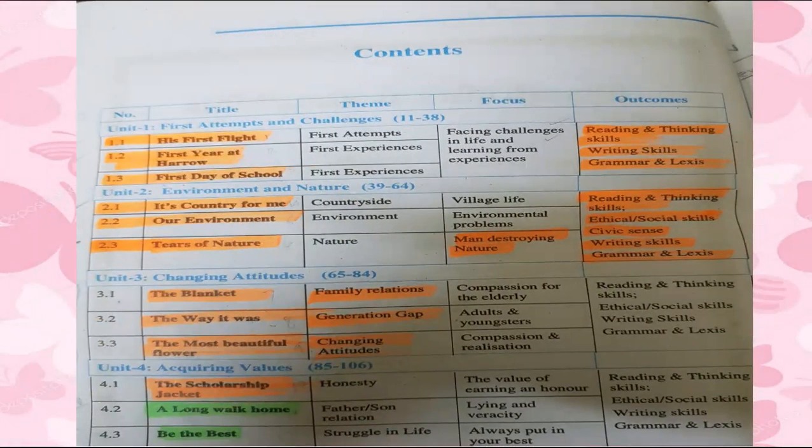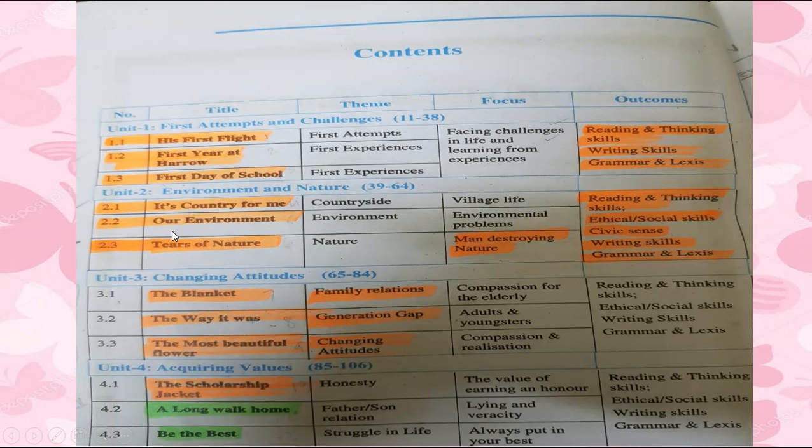Okay, this is all about the content. We have already discussed the first unit and unit 6, so this is the second unit I'm talking about now. As the syllabus setter has beautifully designed it, after the first topic on attempts and challenges, the second topic is about environment and nature. The first chapter in this is It's Country for Me. It's about the countryside, village life, how people live and arrange their bread and butter, and the source of their income. That's regarding farming, and these are the outcomes which have already been discussed. I think there is no need to discuss them again and again.